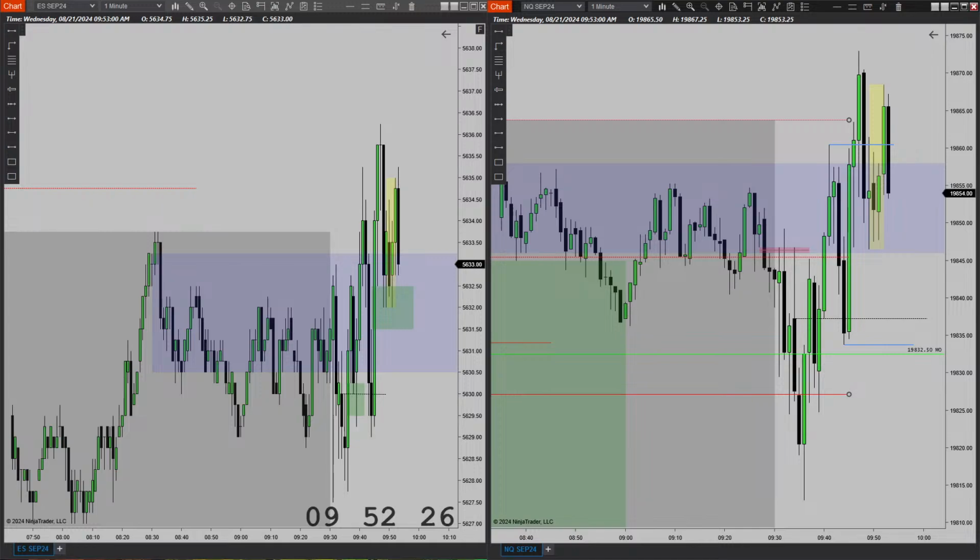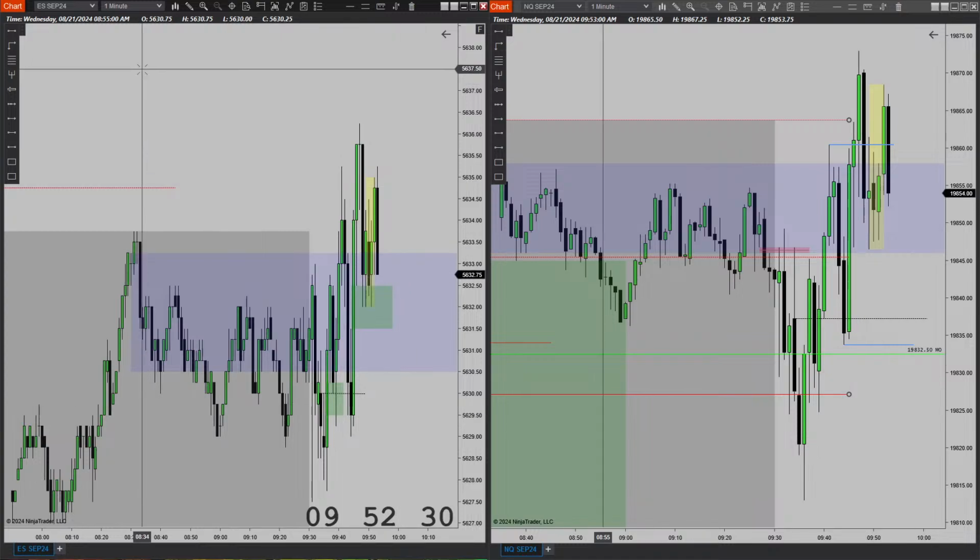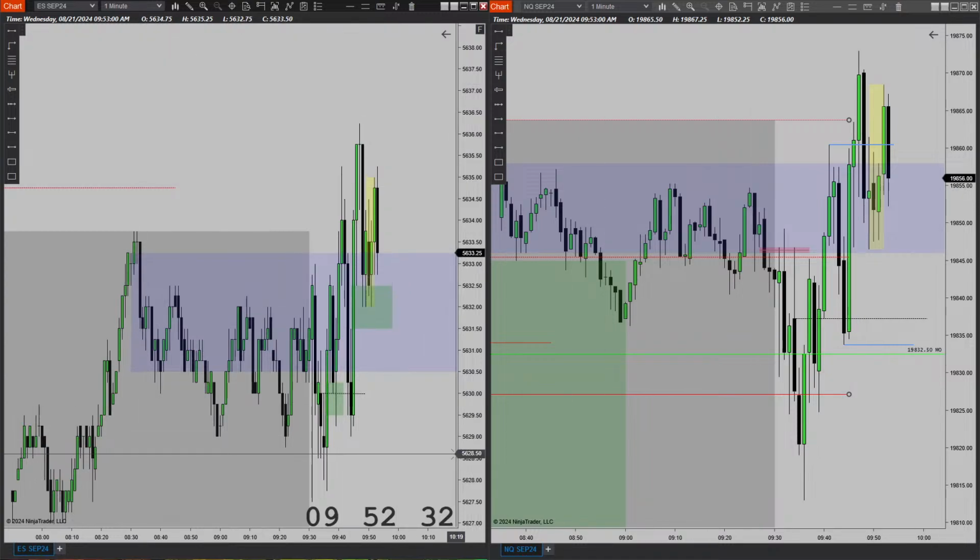So we are retracing. I'm just gonna keep watching. What's the hourly look like? So the hourly looks bullish. Hourly looks bullish here. It looks bullish. Okay, so I'm just gonna keep my trade on.